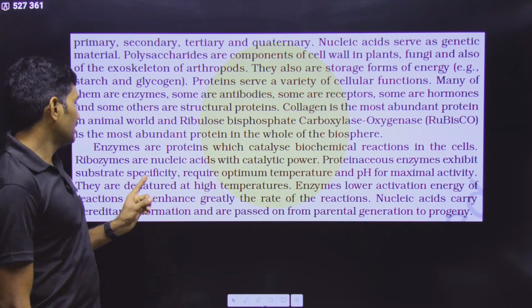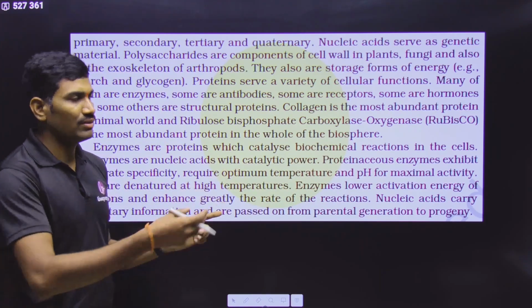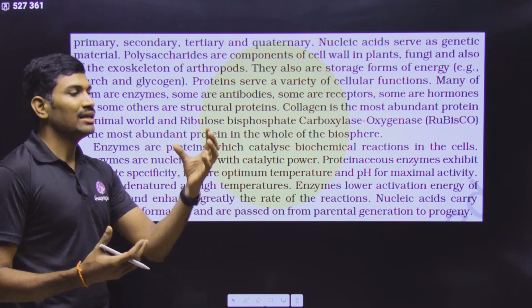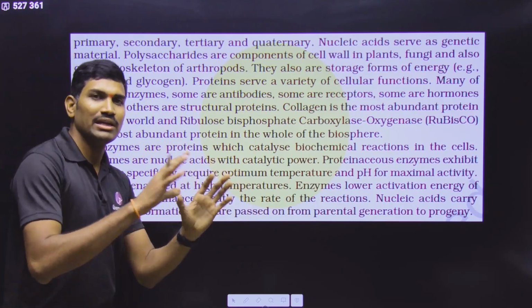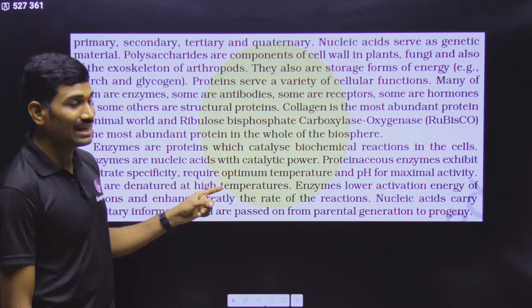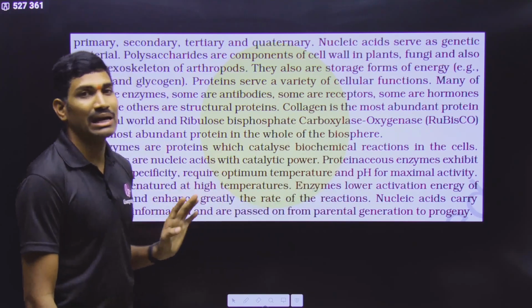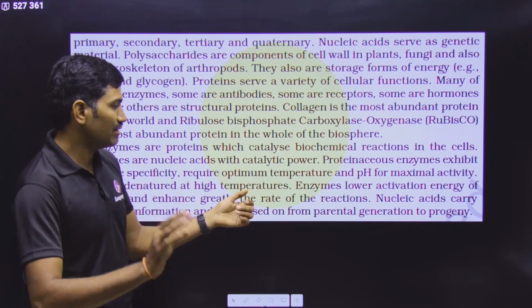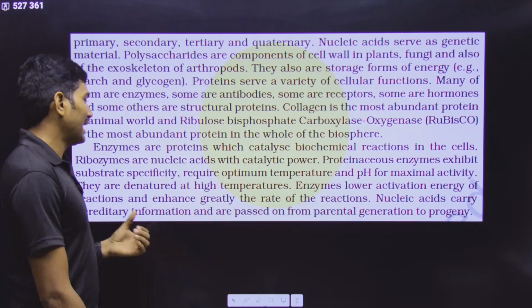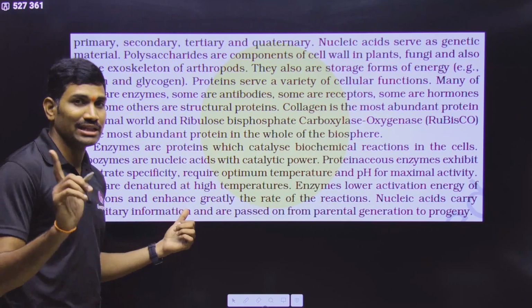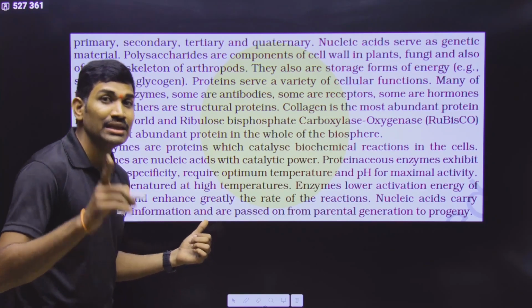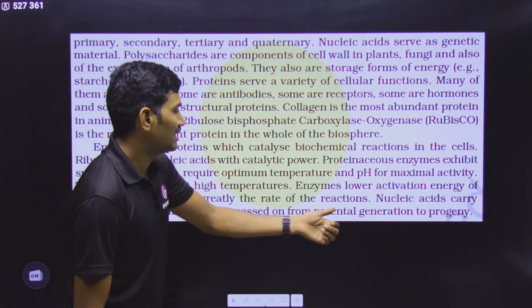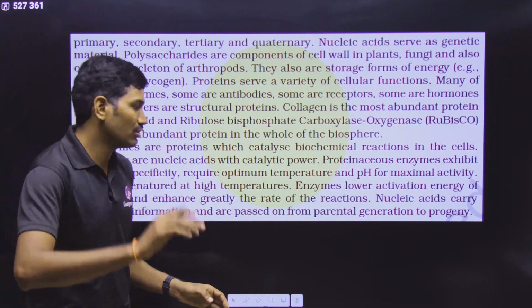Proteinaceous enzymes exhibit substrate specificity. So enzymes made up of protein, they are having substrate specificity. That means specific enzyme is always binding with specific substrate, and they require optimum temperature and pH for the maximum activity. And they are denatured at high temperature. At high temperature, they will be denatured. Enzymes lower the activation energy of the reaction. Please remember, enzyme is not increasing the energy of substrate. It is lowering the activation energy and enhance greatly the rate of the reaction. In this way, it is increasing the rate of reaction.